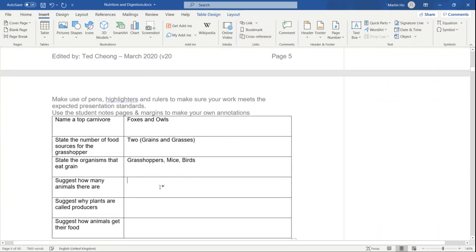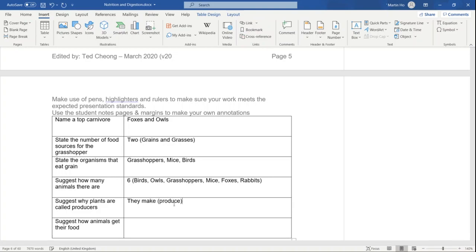Suggest how many animals are there. There are rabbits, owls, foxes, birds, and mice, but we also have to remember that the grasshopper counts as well. So we have 6. Suggest why plants are called producers. They produce their own food. And suggest how animals get their food. They eat or consume other living organisms.